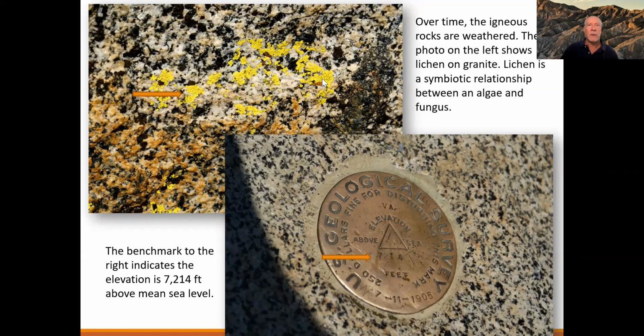And this yellow is what we call lichen. Okay, it is a symbiotic relationship between an algae and a fungus. And it's one of the first pioneer organisms that grow on bare rock, and start to weather it and start to turn it into sediment and soils.